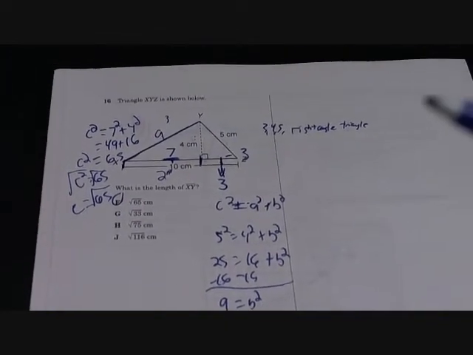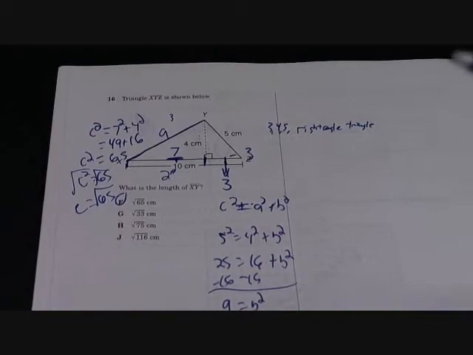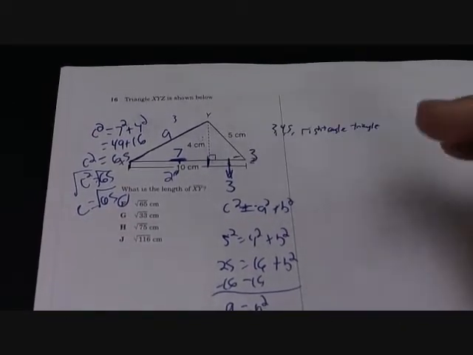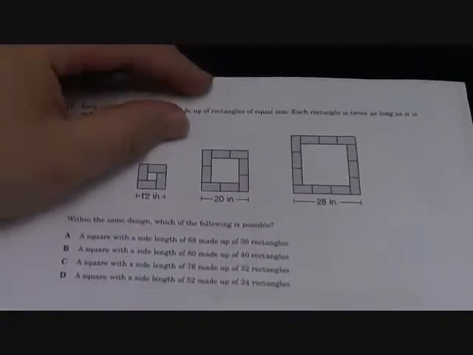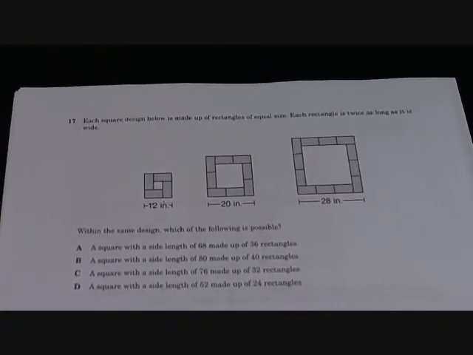So easy enough. We got to do Pythagorean theorem twice if you don't know that this is a 3, 4, 5 triangle. It's pretty easy. Next one over, number 17. A little bit difficult, but you can figure it out if you think about it. Each square design below is made up of rectangles of equal size. Each rectangle is twice as long as it is wide.